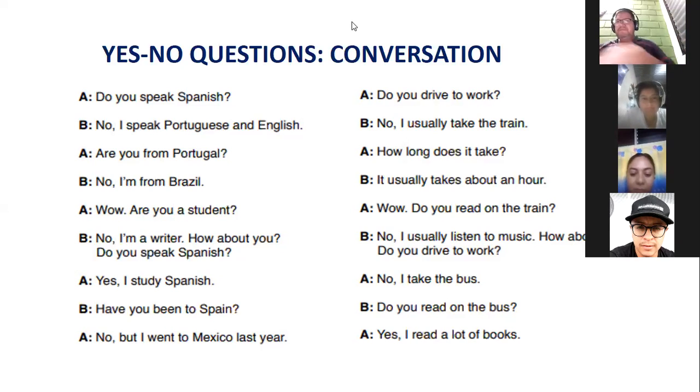Do you speak Spanish? No, I speak Portuguese and English. Are you from Portugal? No, I'm from Brazil. Wow, are you a student? No, I am a writer. How about you? Do you speak Spanish? Yes. How about you? Do you speak Spanish? Es pregunta, ¿verdad? Intonation. Yes, I study Spanish. Have you been to Spain? No, but I went to Mexico last year.